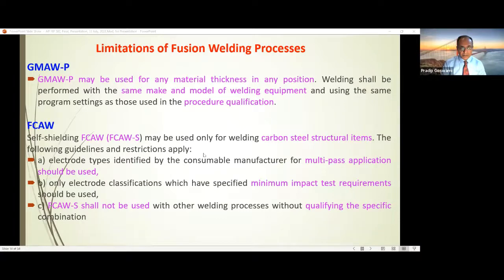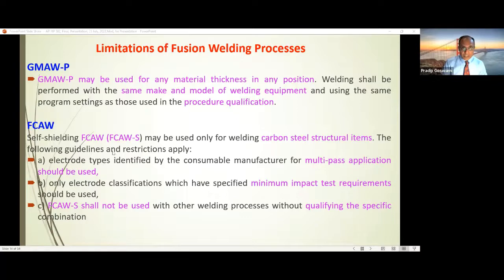Flux cored arc welding comes in two versions, self-shielded and gas shielded. FCAW-S is the self-shielded arc, and it may be used only for welding of carbon steel structural items. The following guidelines and restrictions apply. Electrode types identified shall be for multipurpose application. Only electrode classifications which have the minimum impact test requirement shall be used, and FCAW-S shall not be used with other welding processes without qualifying the specific combination.